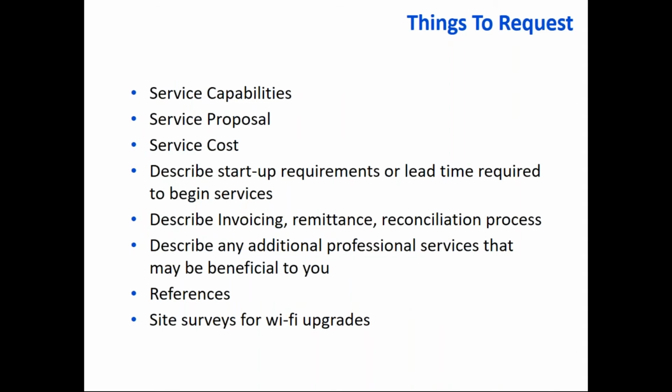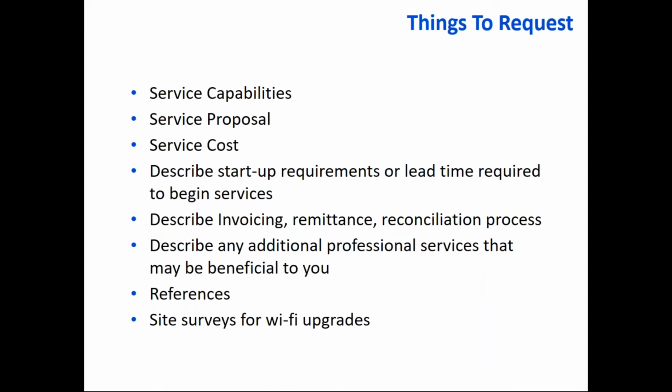So things to request. So service capabilities, all right? Based on your Wi-Fi needs, what are the capabilities there? The service proposal, all right? Specifically what services are being proposed there? If you're looking at installation, again, exactly what's being proposed, and obviously the cost. Describe any startup requirements, lead time requirements to begin service. So again, if this is something where maybe you're not going to wait for that funding letter, all right, some of the work you want to go ahead and start April 1st, okay, because the program allows for that, you would state that here as well.